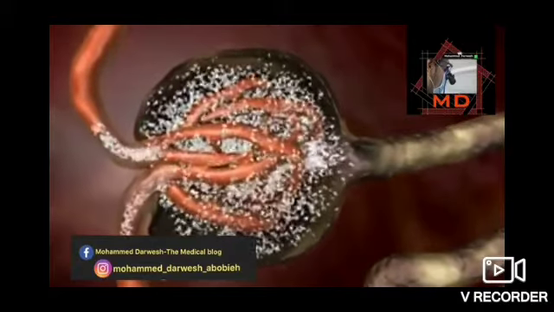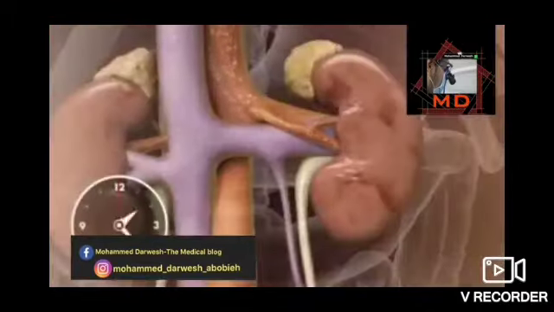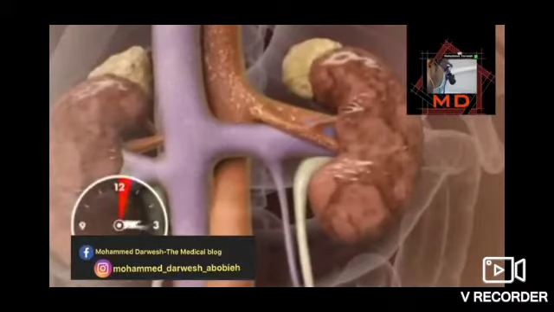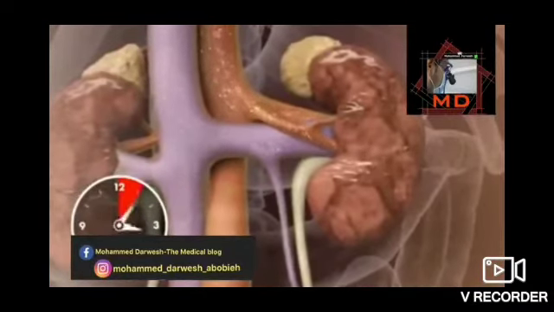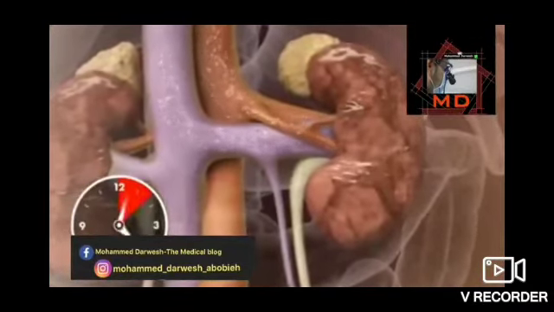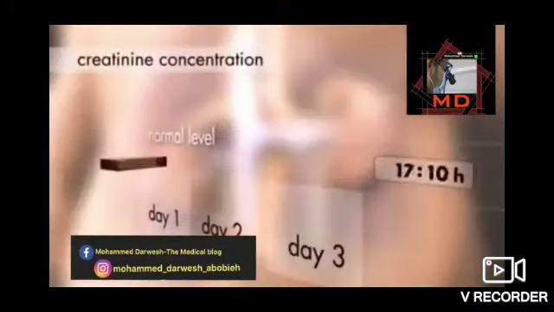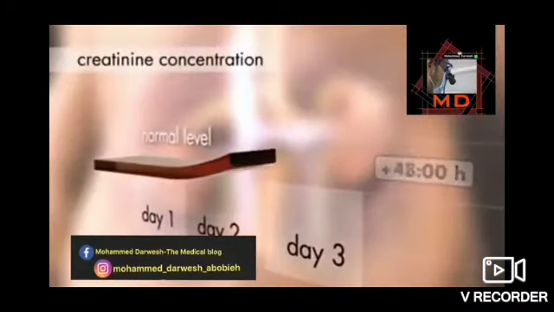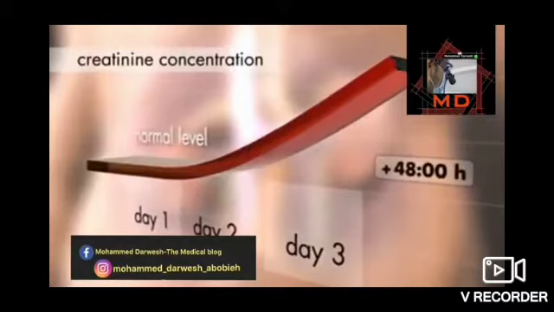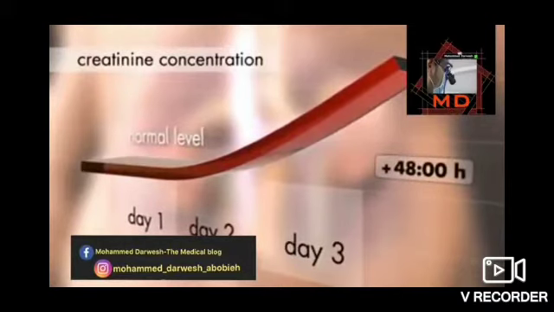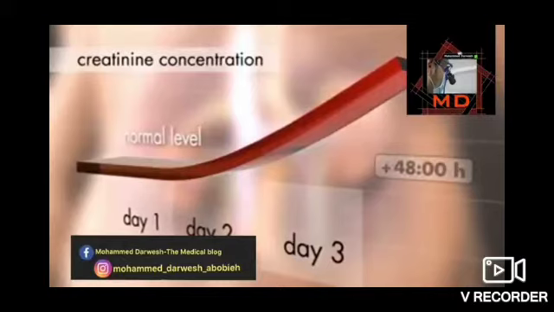A major disadvantage of measuring creatinine is that half of the million or so nephrons may be damaged before increases in serum creatinine concentration can even be detected. Moreover, these increases do not occur before 24 to 48 hours have passed following the initial injury, because creatinine has to accumulate in the blood.